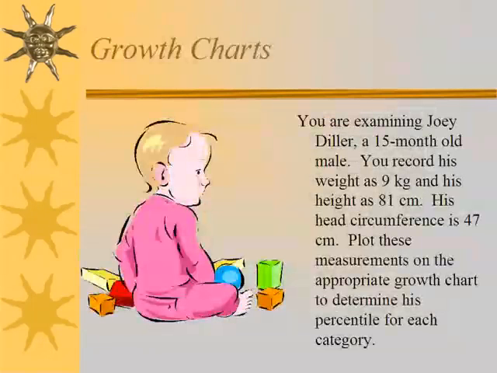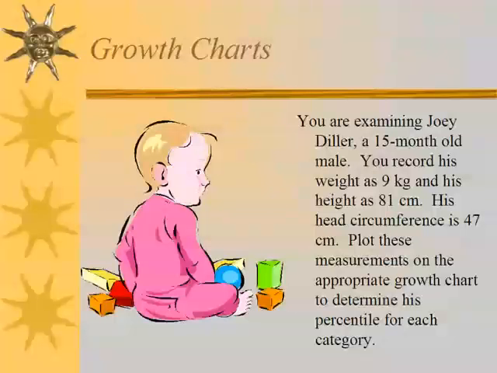Just to give you an example that you can plug in some of these numbers with the growth charts, I'll give you an example of a 15-month-old male. You can see his weight, 9 kilos, height is 81 centimeters, head circumference 47 centimeters.